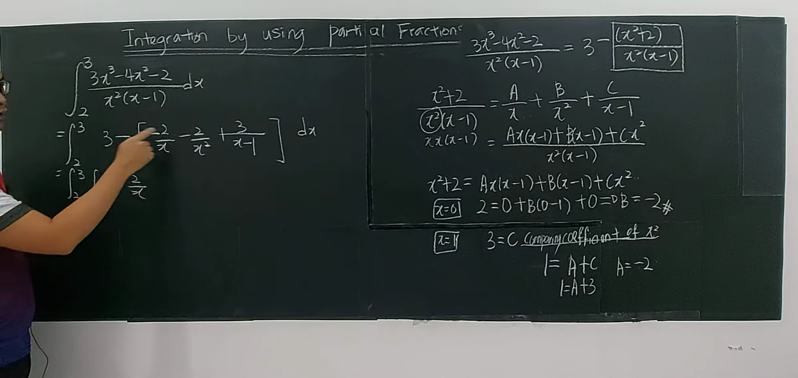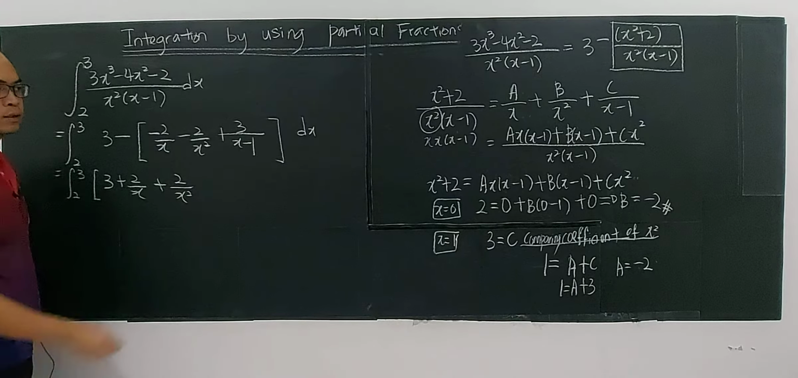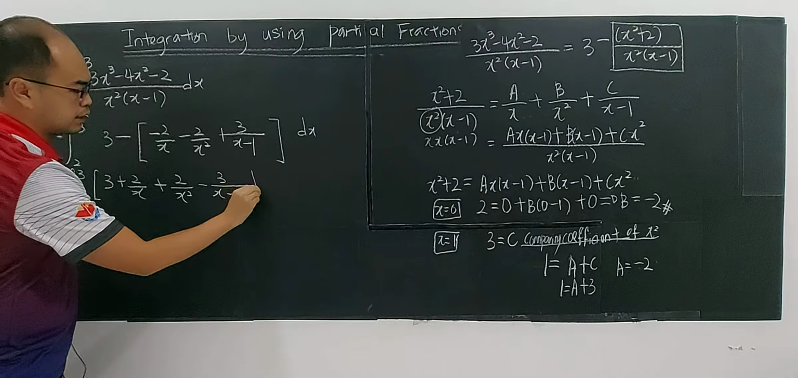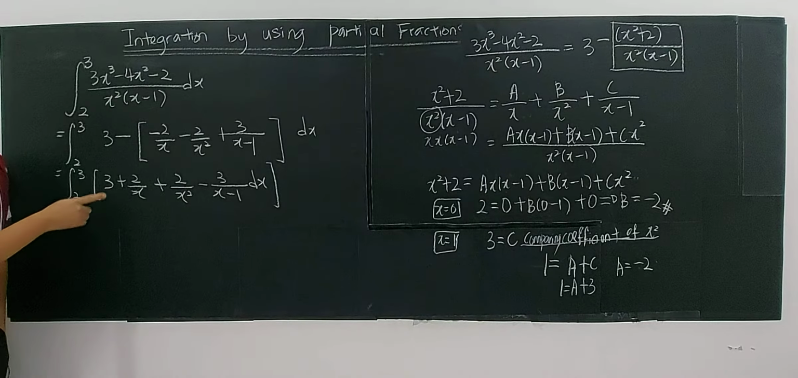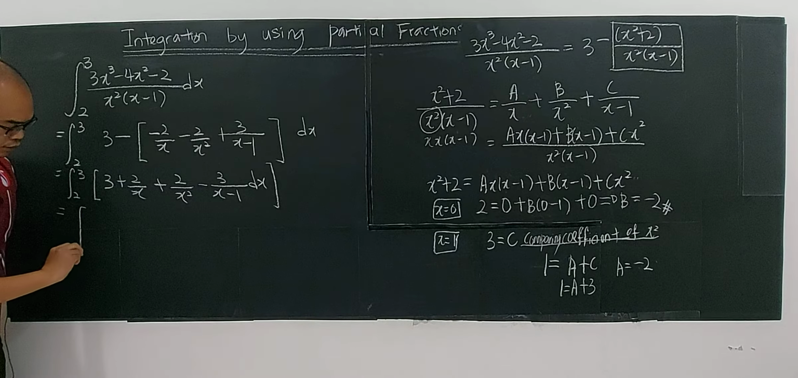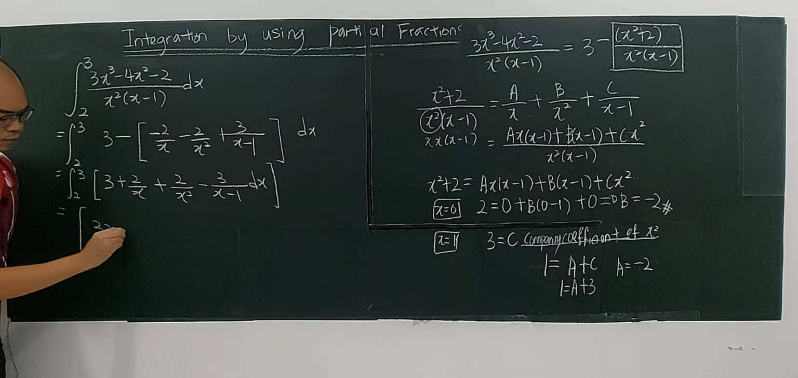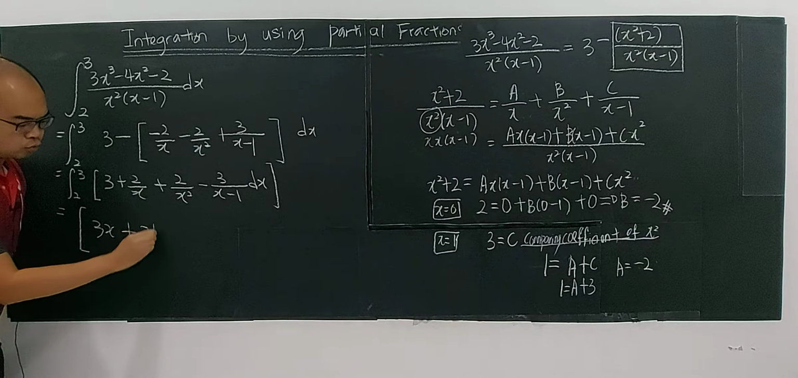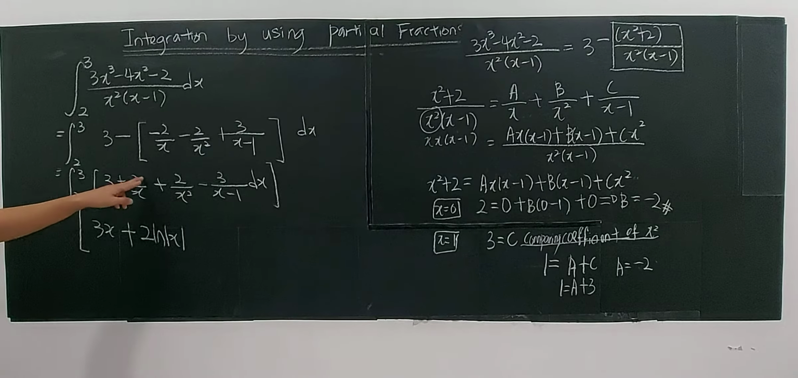2 over x, negative, negative, you have positive 2 over x to the power of 2, and negative 3 over x minus 1 dx. Alright, now you consider integrating one by one. So I'm going to integrate this 3, I will get 3x, right? 3x plus 2 over x. 2 over x is 2 ln modulus x, right? 2 ln modulus x.